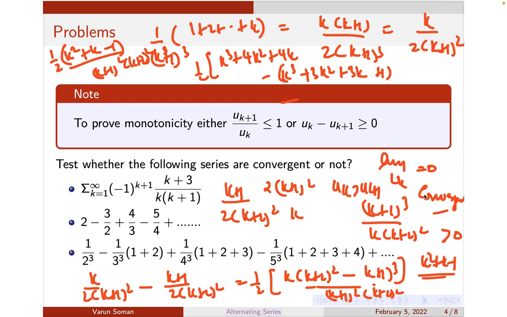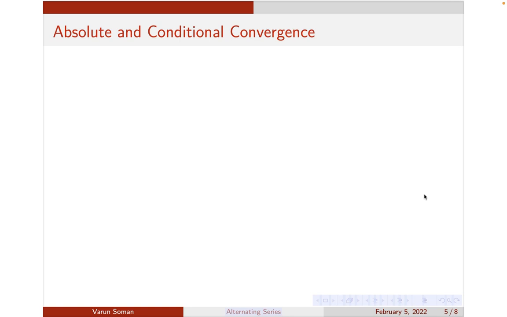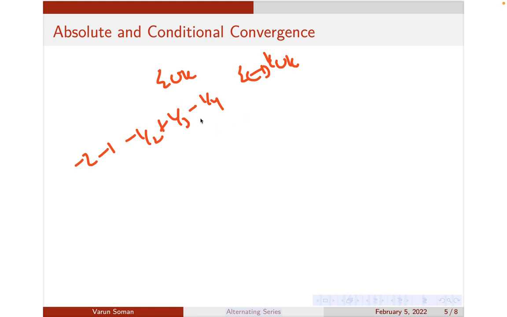Now let us conclude this session with a small discussion on absolute convergence. In general, your series may not be a positive term series, or it need not be an alternating series of the form minus 1 raised to k uk either. It can be like minus 2, minus 1, minus 1 by 2, plus 1 by 3, minus 1 by 4. So you can see that the negative signs are actually random here. So it need not be a positive term series, and it need not be an alternating series.